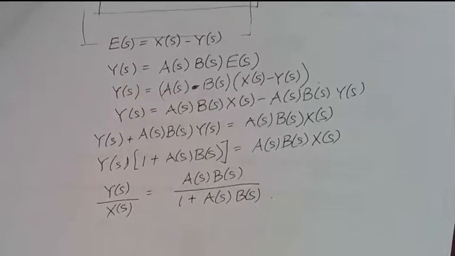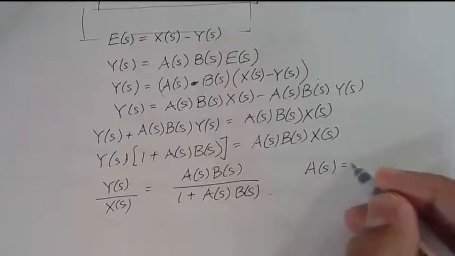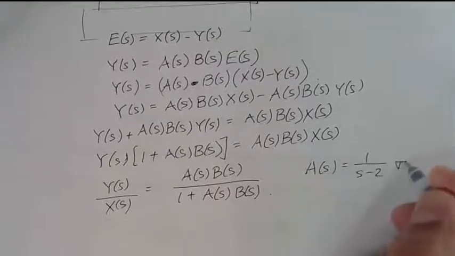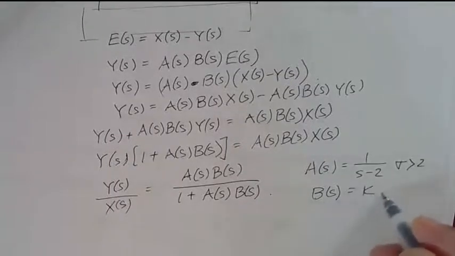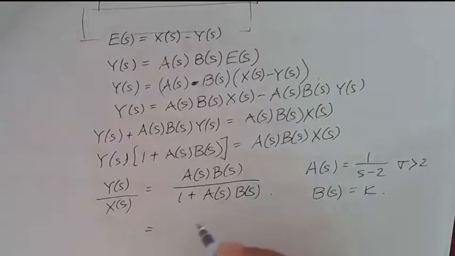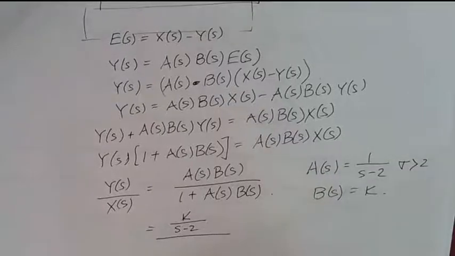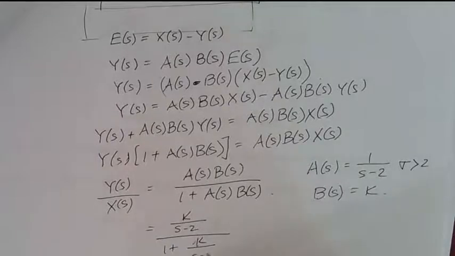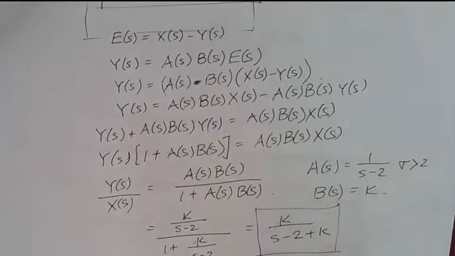Let's take the example that we had before and see what happens here. Let's take A of S to be 1 over S minus 2, and B of S to be equal to K. Plugging that in here, I get this is equal to K over S minus 2 over 1 plus K over S minus 2. Multiply top and bottom by S minus 2, and I get K over S minus 2 plus K. Right, so here is the transfer function for the overall system.